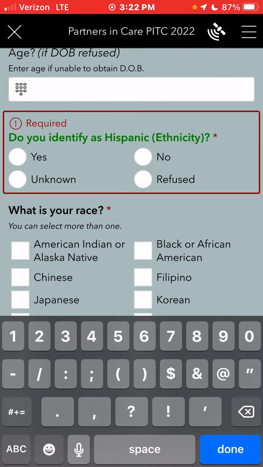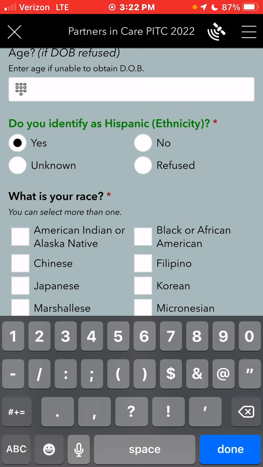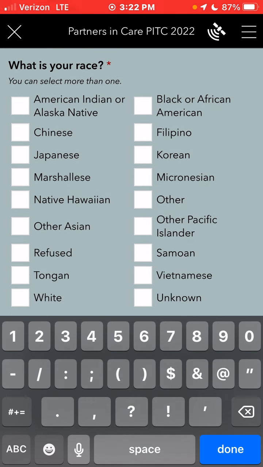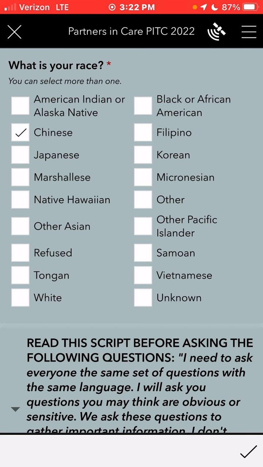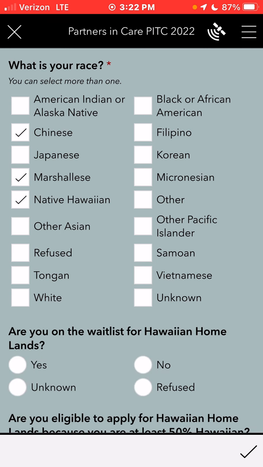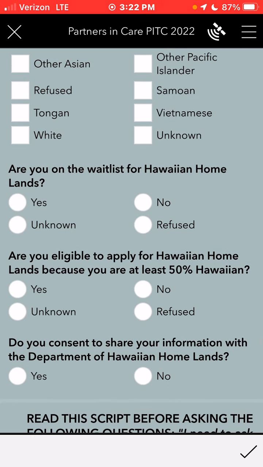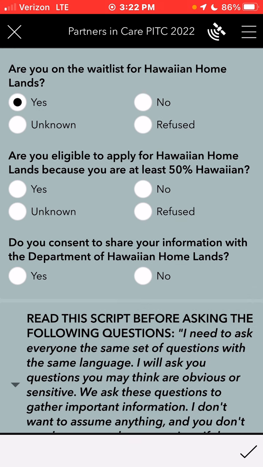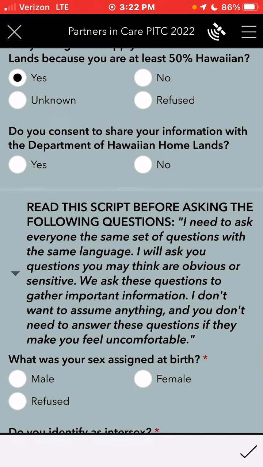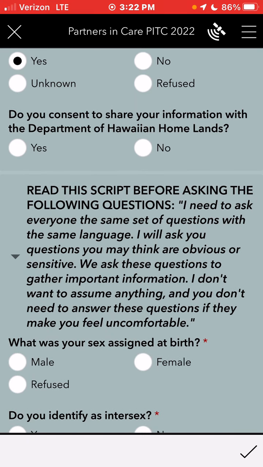Do you identify as Hispanic? Yes. What is your race? Remember, if you click Native Hawaiian, the extra questions pop up. Are you on the wait list for Hawaiian Homelands? Yes. Are you eligible to apply for Hawaiian Homelands because you're at least 50% Hawaiian? Yes. Do you consent to share your information with the Department of Hawaiian Homelands?